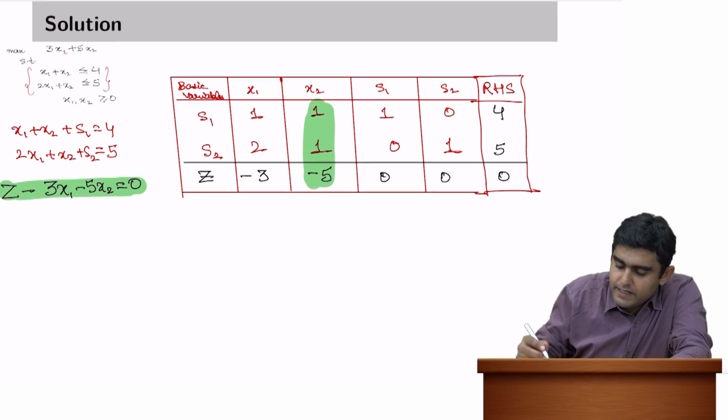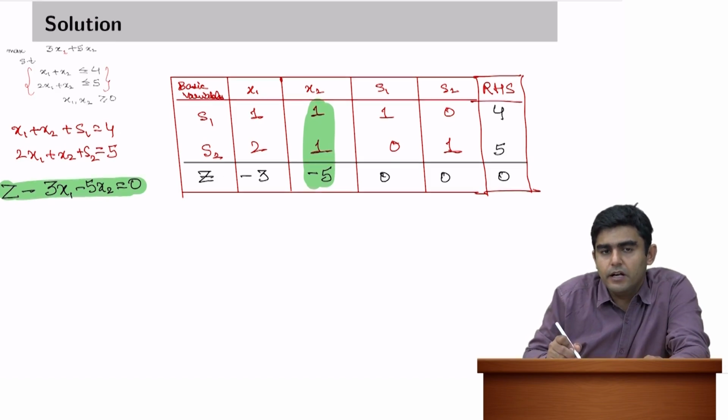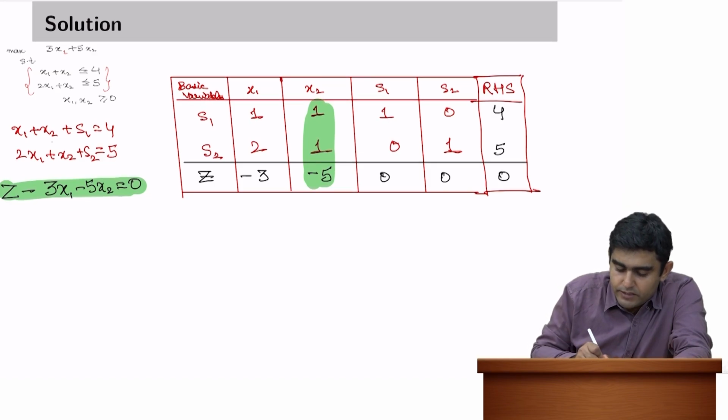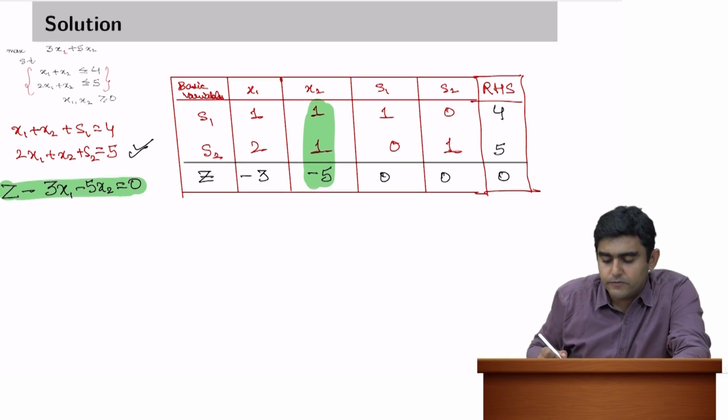And to decide the exiting variable, I can simply look at the basic variable that would reach a value equal to 0 first as I start increasing the value of x2. We learned that this will happen when I make the value of x2 as 4, and s1 would be 0. In this case, S2 would continue to have a non-zero value of 1 as I increase the value of x2. So S1 apparently is going to be the first variable to leave.